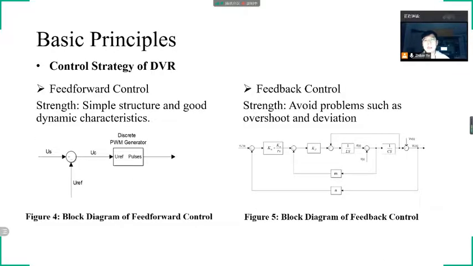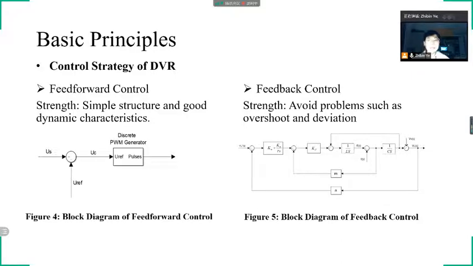Let's focus on control strategy of DVR. There are mainly two control strategies of DVR. The first one is feed-forward control. The second one is feedback control. As for feed-forward control, it mainly has the strength that its simple structure and good dynamic characteristics. And here is the block diagram in figure 4.